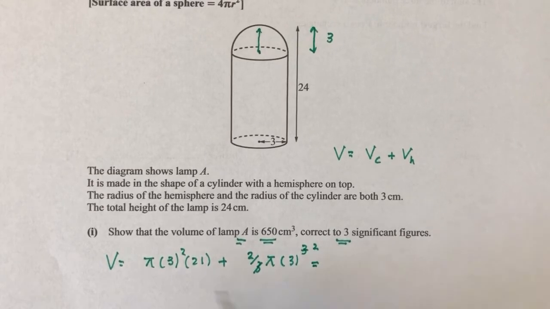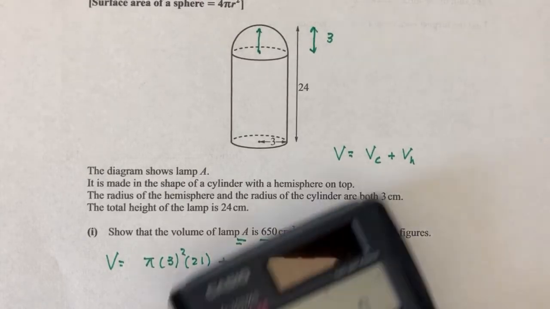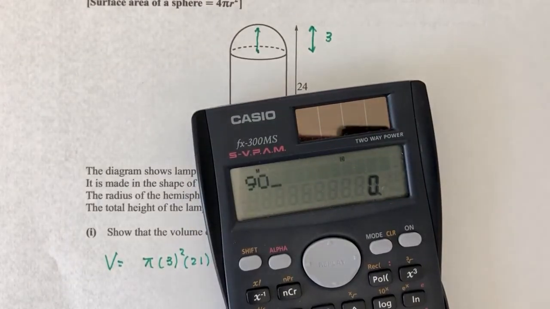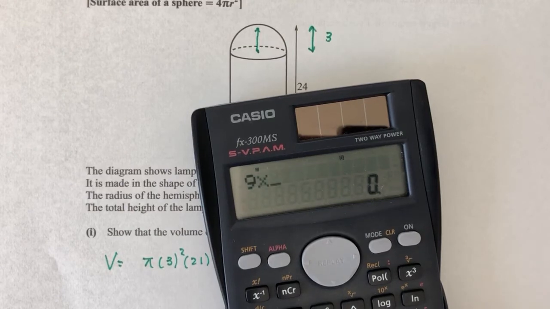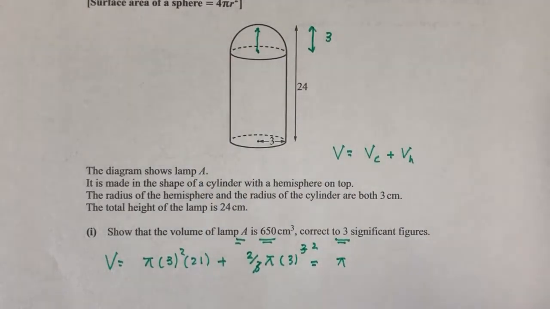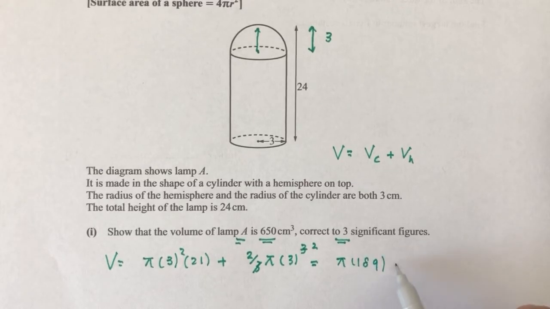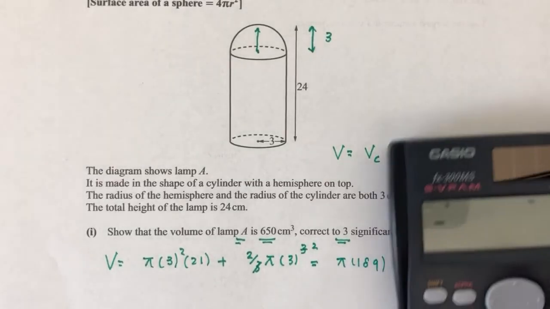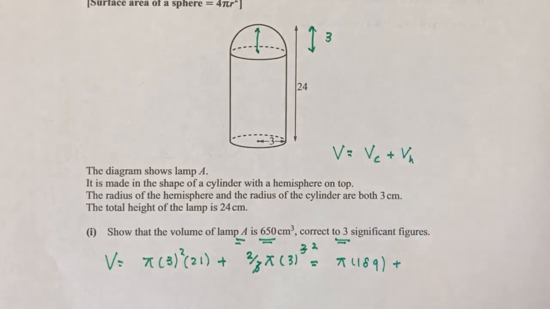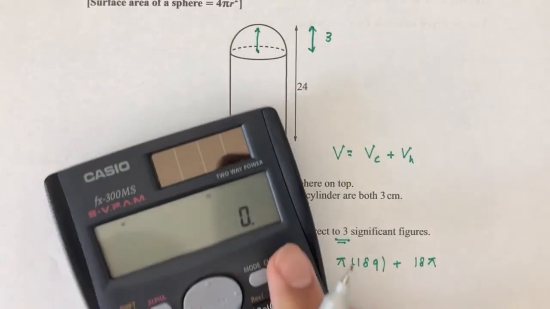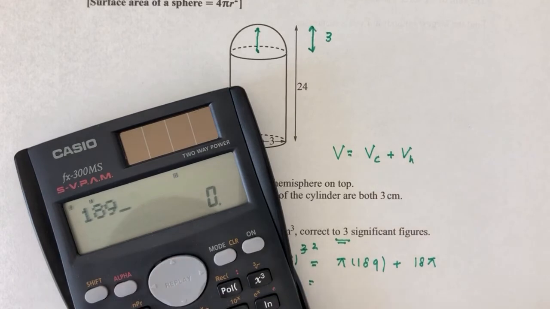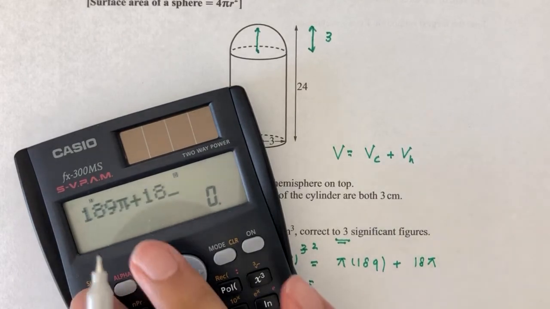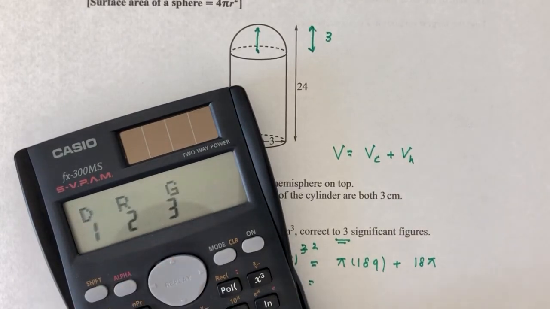So let's simplify that. We have pi, this is 9 times 21, so 9 times 21, 189 pi, plus here we have 2 times 9, that will be 18 pi. So we have these two, so let's use our calculator here. We have 189 pi plus 18 pi for the answer.